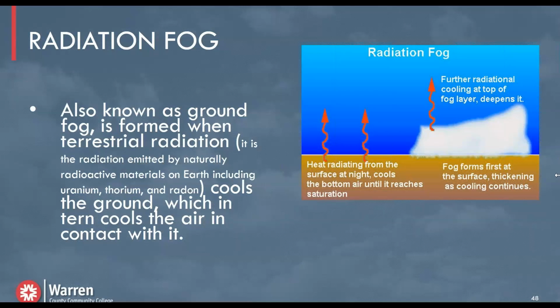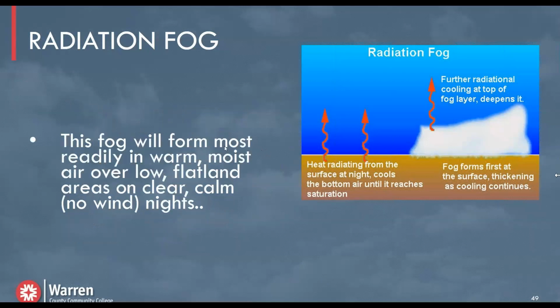So what happens is heat's radiating from the surface at night, cools the bottom air, and then we get this cloud formation. This fog will form most readily in warm, moist air over low flatland areas on clear, calm, no wind nights. So you get this fog that forms.